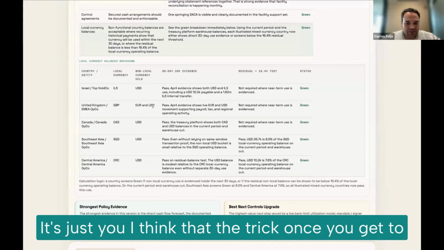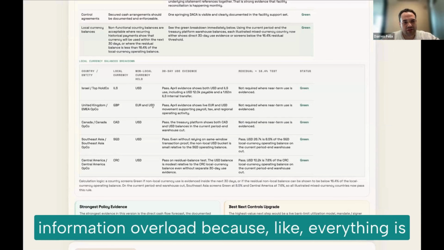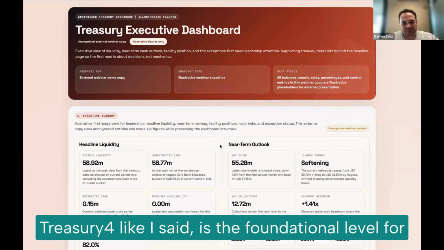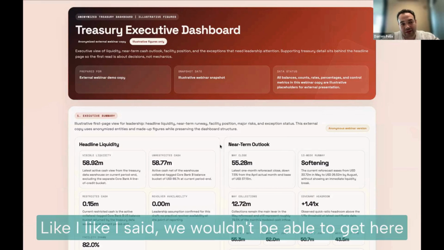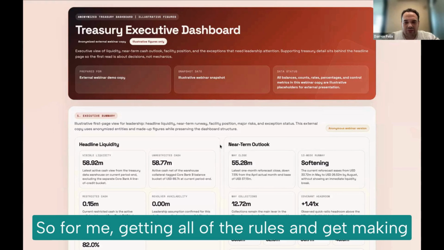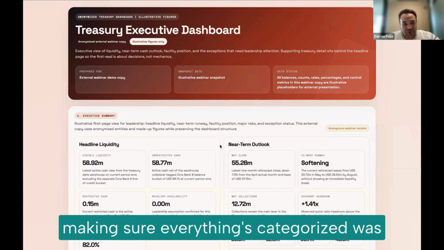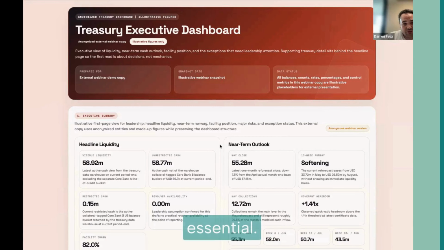I think the trick once you get to that 90% near the end is actually limiting what you put in, because you can have information overload since everything is there. Treasury4, like I said, is the foundational level for all of this. We wouldn't be able to get here without Treasury4. So for me, getting all of the rules and making sure transactions are accounted for correctly and everything's categorized was essential.